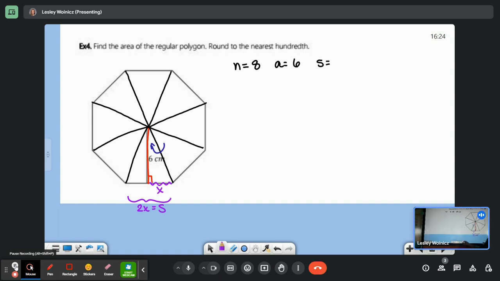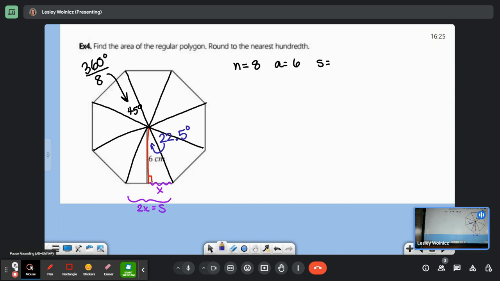How do I find my central angle? Okay, I'm going to take my 360 degrees, divide it by the 8 sides. What does that give me? 45. Chop it in half. Well, it's odd. It's not super pretty. It's like if you chop 45 in half, you get 22 and then a half.